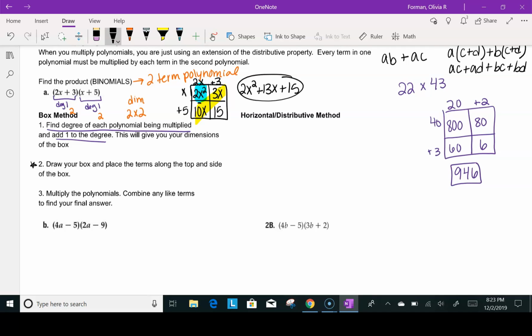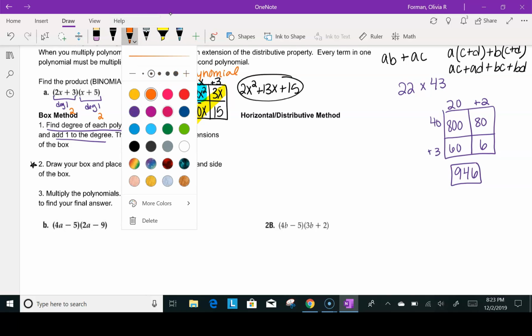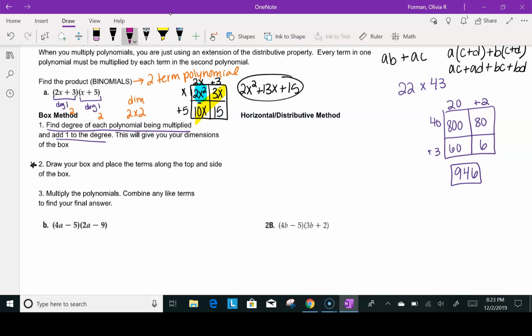That's one method that I will use throughout the note sheet. Multiply the polynomials, combine your like terms. The distributive method is if you like to just do it the distributive property way, the way it's always been done, we can take 2x plus 3 times x plus 5.